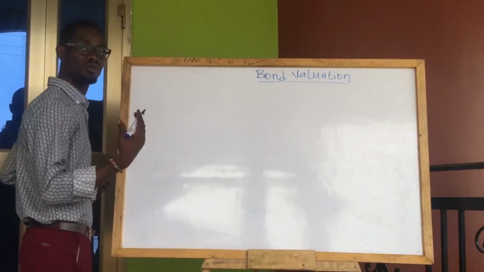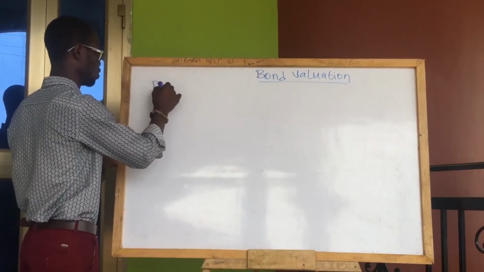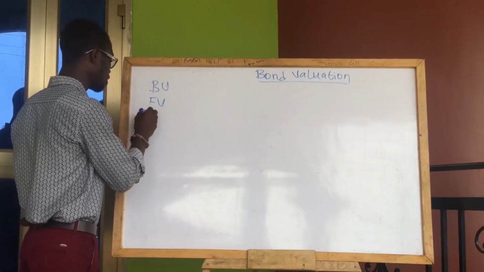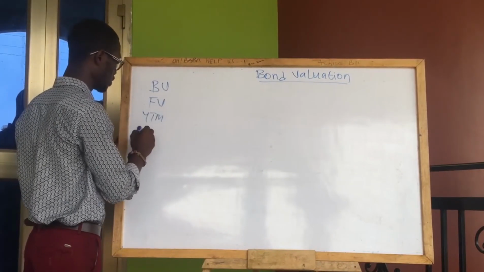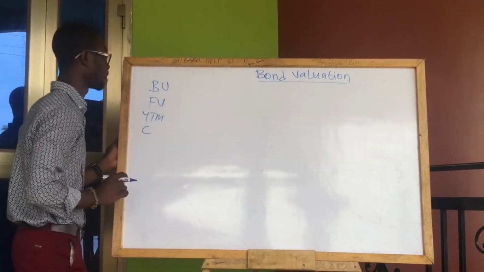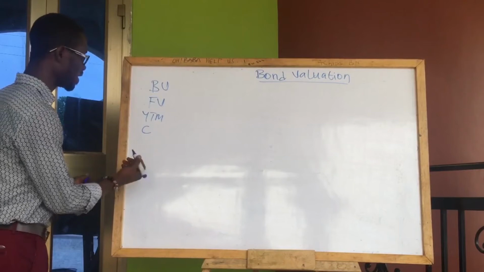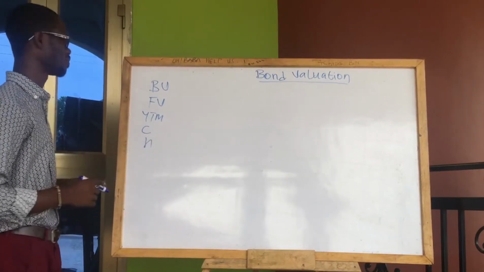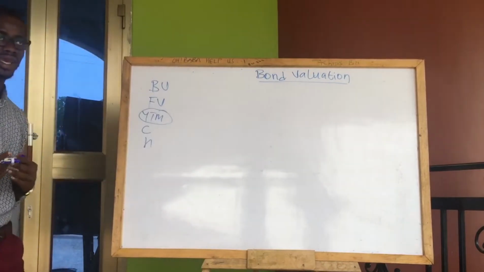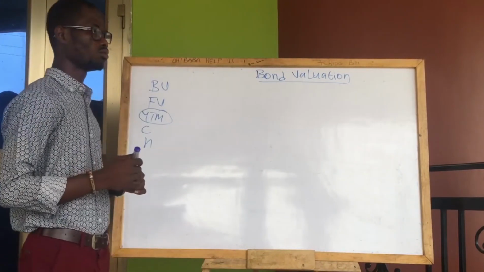We have a bond value. We have face value. We have yield to maturity. We have coupon payment. Just see. The number of years to maturity. Now, you want to find yield to maturity. F is not given to you.